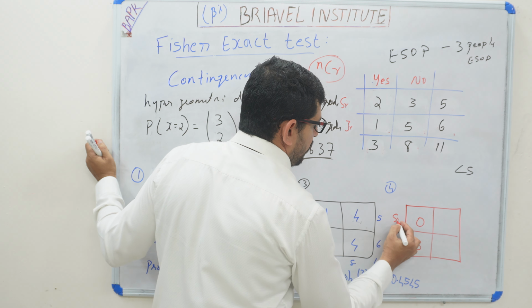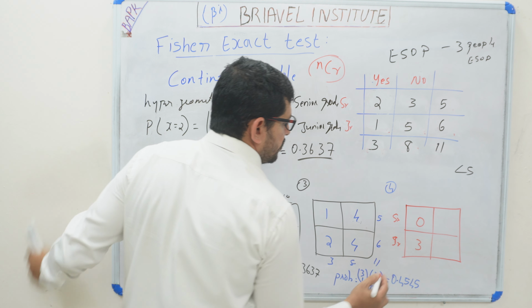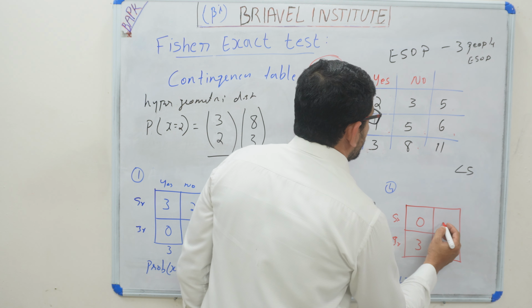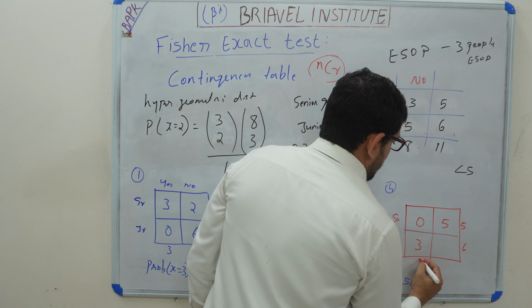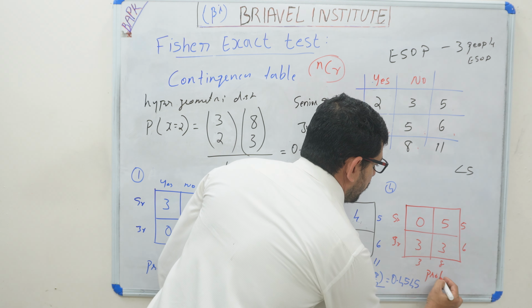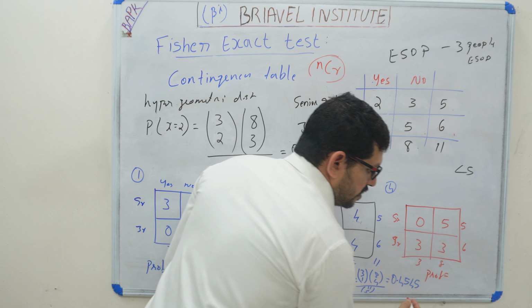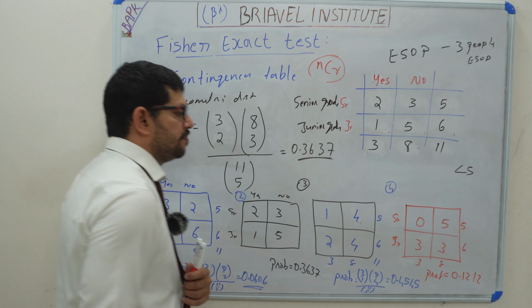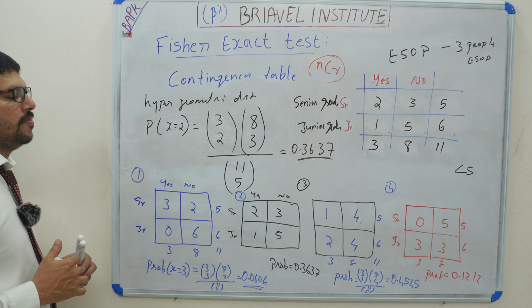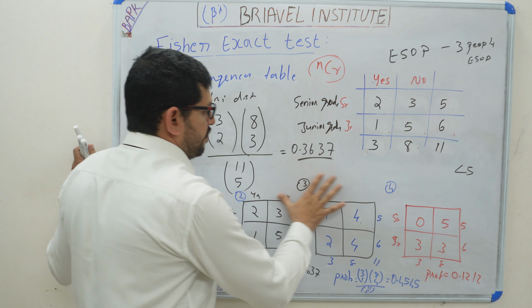So this is a senior. No senior people got the ESOP, so junior people got the ESOP. So here it is a 5. So this is 5, 6, 3, 8. So here it is a 3. So these are all the combinations. Here we need to find the probability, and we will get 0.1217, 0.1212 or something. So now you see, we found all the combinations.